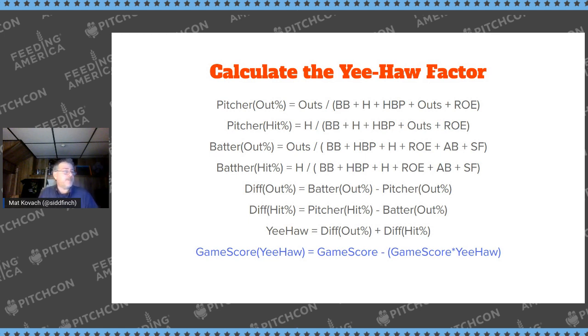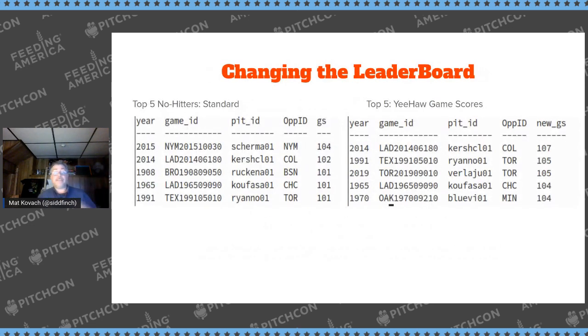And then what we do is, that's going to be a percentage. We multiply the game score and we subtract the Yee-Haw factor from the game score. And that's going to either adjust it up or bring it down based on how much better or worse the pitcher was than the team he was going up against, for their season stats. And let's see how it changed the leaderboard.